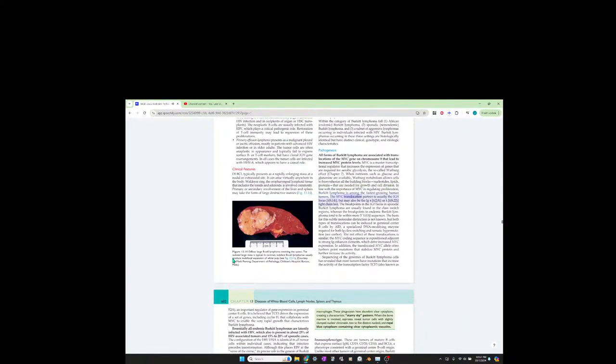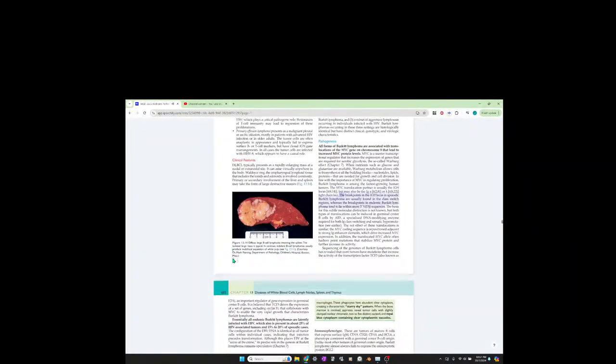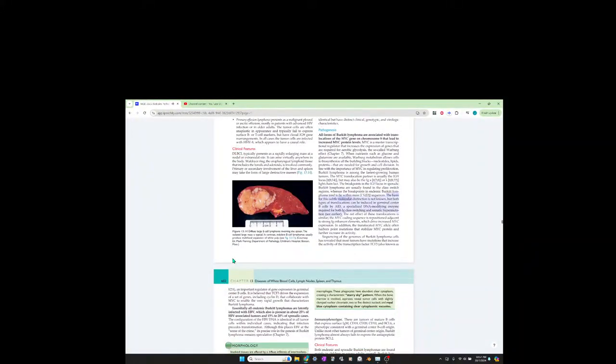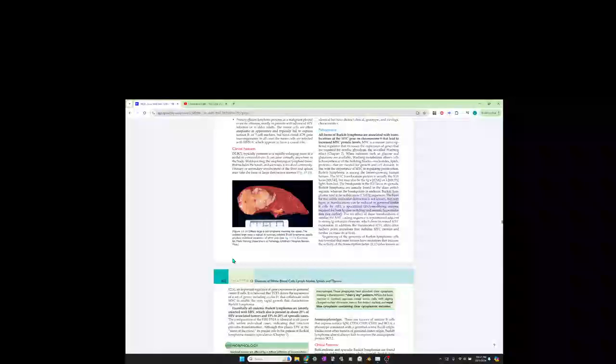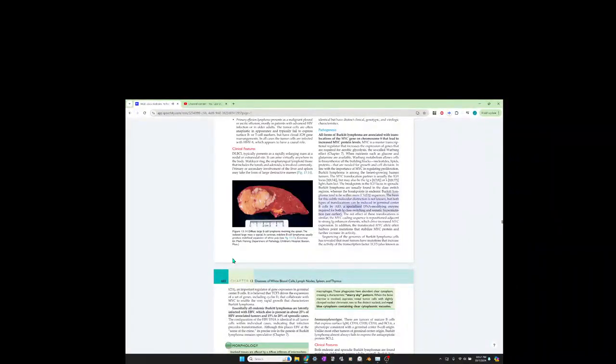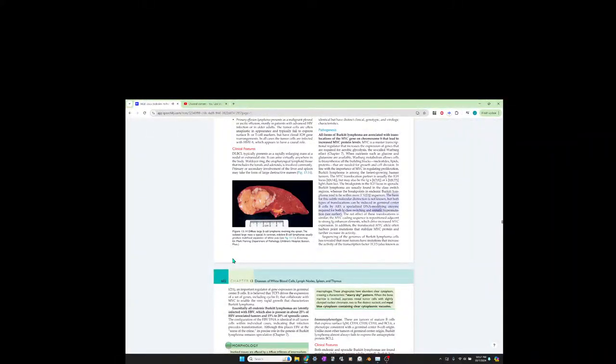The MYC translocation partner is usually the IgH locus, but may also be the Ig kappa or lambda light chain loci. The breakpoints in the IgH locus in sporadic Burkitt lymphoma are usually found in the class switch regions, whereas the breakpoints in endemic Burkitt lymphoma tend to lie within more 5' VJ sequences. The basis for this subtle molecular distinction is not known, but both types of translocations can be induced in germinal center B cells by AID, a specialized DNA-modifying enzyme required for both Ig class switching and somatic hypermutation.